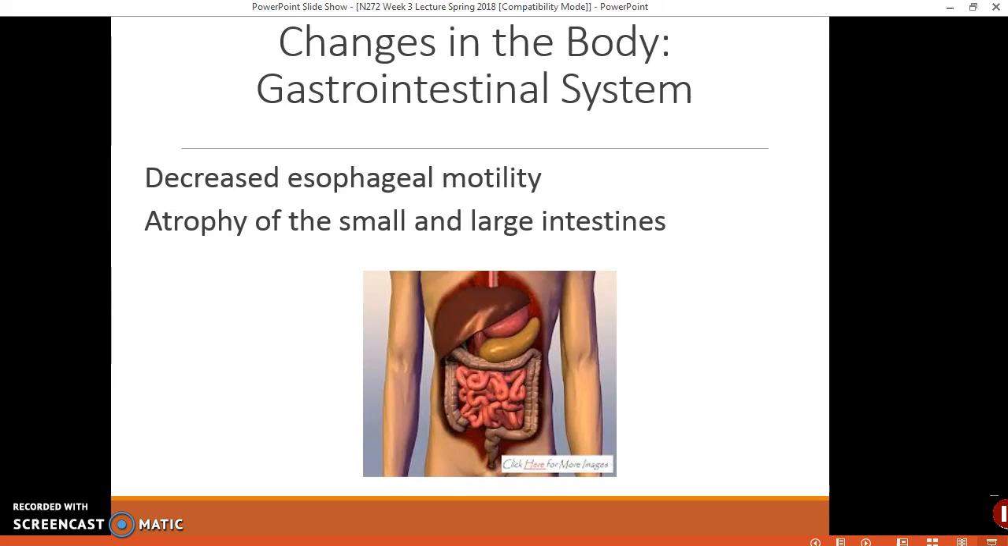Changes in the gastrointestinal system. There's a decreased esophageal motility. That's why you have a lot of people that are older that are suffering from GERD. That's the gastroesophageal reflux disease. They can eat, and once they're done eating, if they don't sit up for anywhere from 30 minutes to an hour after eating, you will find that they have this regurgitation of the meal, whatever they've eaten.